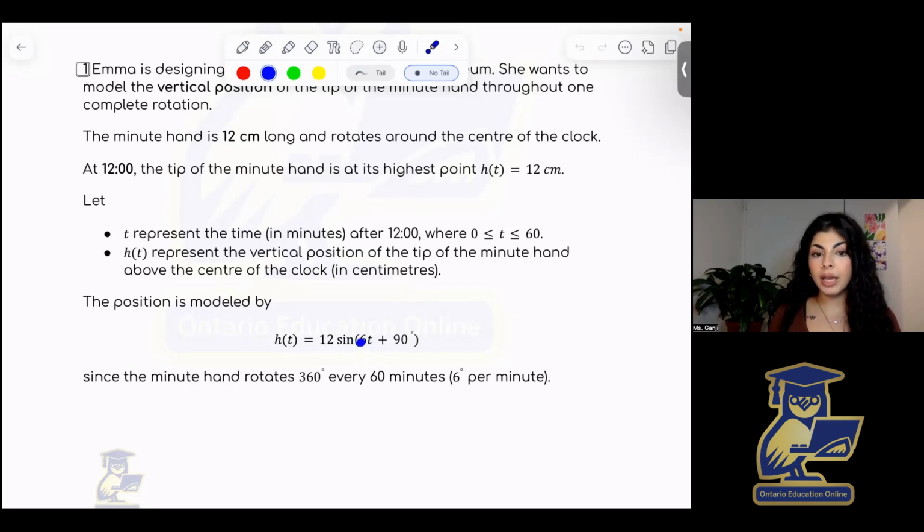So here we actually have a horizontal compression because we have k equal to 6, which is greater than 0. That means one period is going to be 60 minutes. So connecting that to the 360 degrees, we are completing a 360 rotation, but over 60 minutes because our independent variable is time, which means we have a 6-degree rotation per minute.